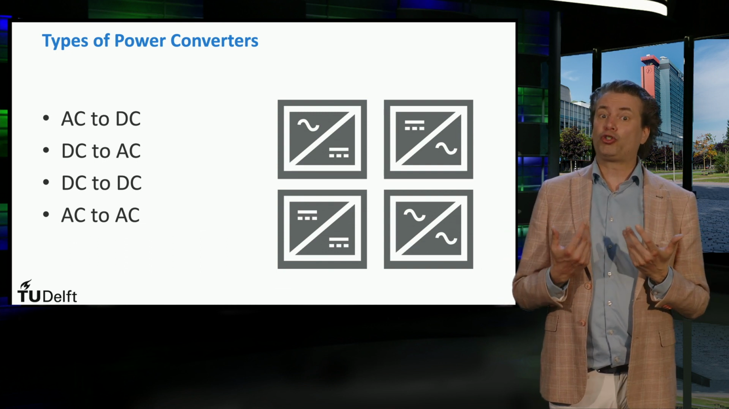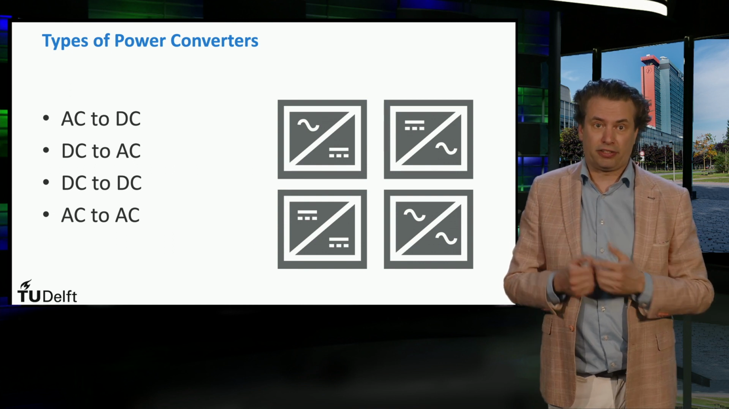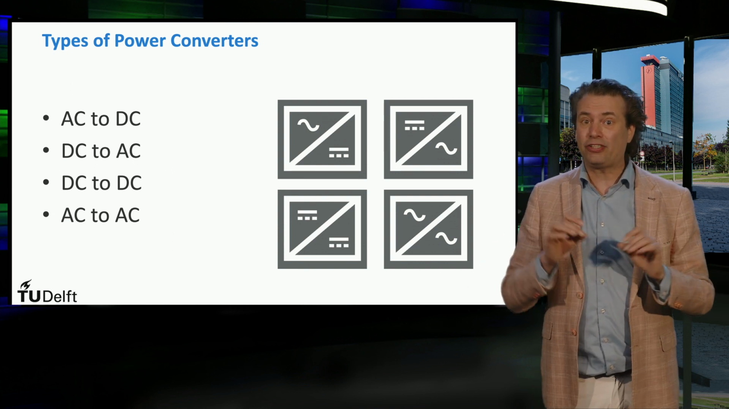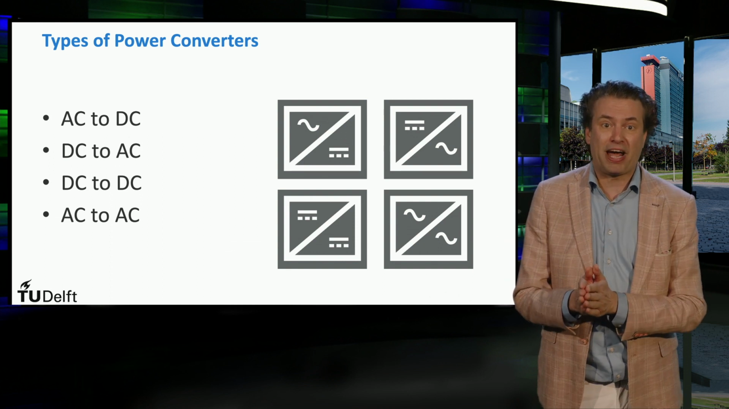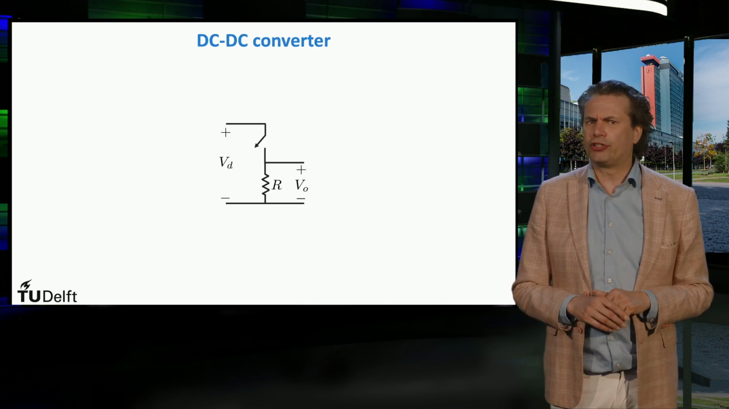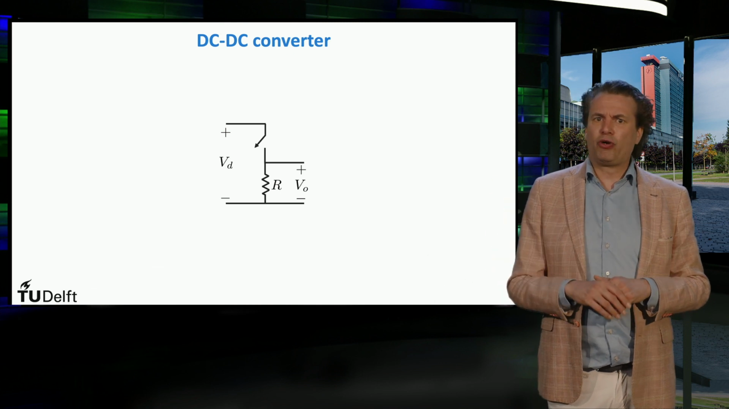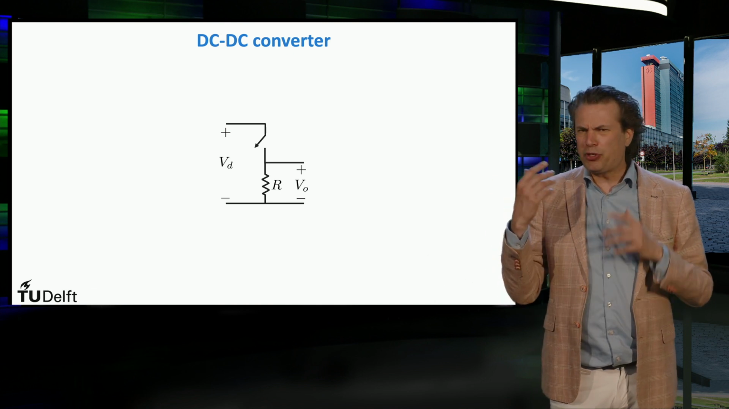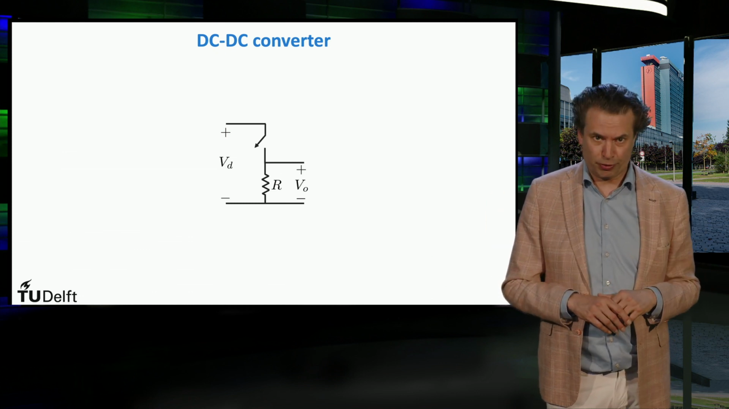Power converters also allow us to adjust the output voltage so that a load can be connected. For example, a DC-DC converter is used to increase or decrease the output voltage with respect to the input voltage. A DC-DC converter uses transistors as switching elements. Let's have a look at the circuit. It will help you to understand the basic operation principles of a DC-DC converter.